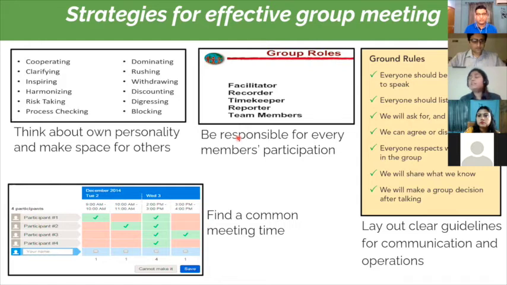So what is a ground rule? What does that mean? Ground rules are an expectation of how you can interact with others during the meeting. So at the very beginning of the meeting, you should have some ground rules. Here are some examples of how to set a ground rule: everyone should be invited to speak, everyone should listen carefully, so that every member knows how to interact with each other.